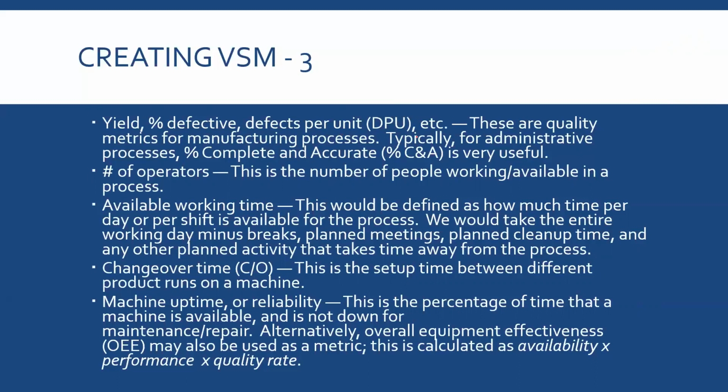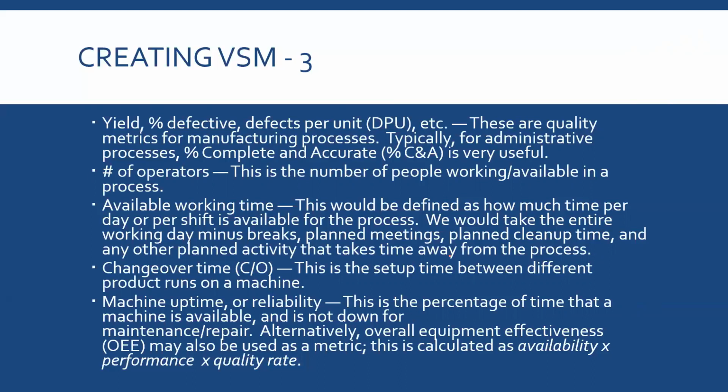Number of operators, this is the number of people available and working in the process. Available working time is defined as how much time per day or per shift is available for the process. We take the entire working day minus breaks. So breaks are not counted, nor are planned meetings, planned cleanup time, and any other planned activity that takes time away from the process.